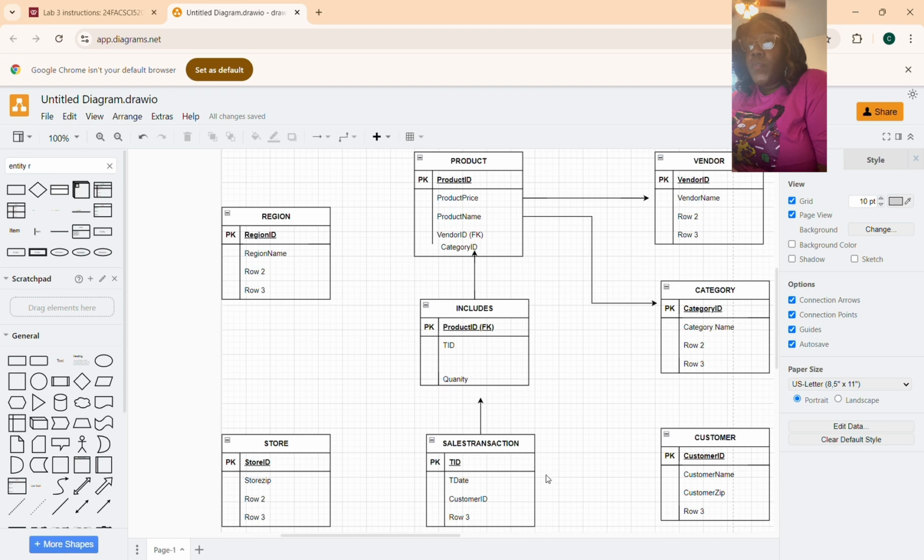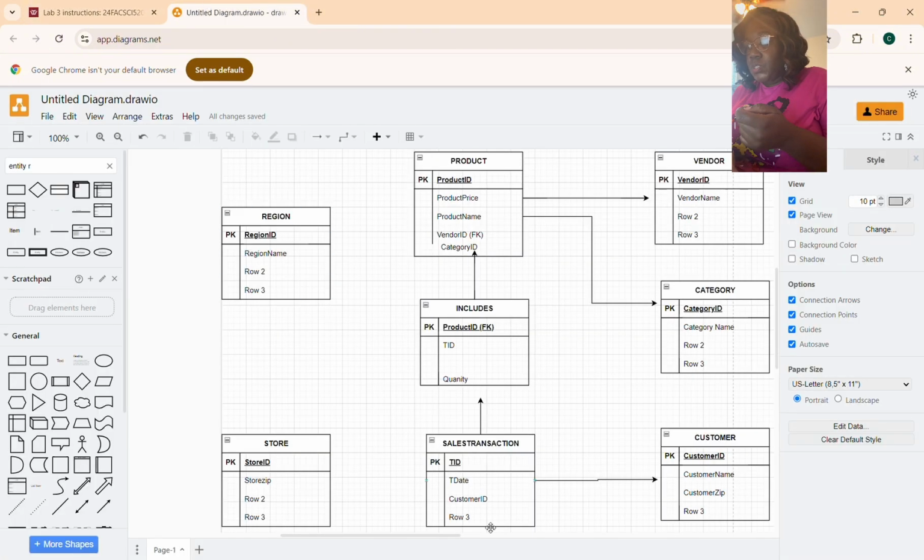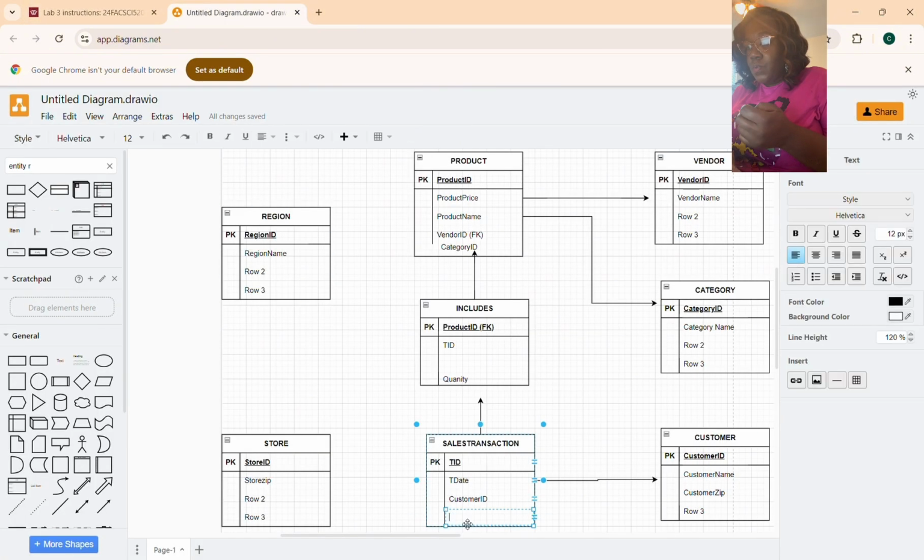And then we go over here and we have another one-to-many relationship from sales transactions to store. So what we're going to do, we're going to look once again. You have the sales transaction, which is closest to the many symbol. So what you are going to do is take the store ID and put it in there. And then you're going to put the FK for foreign, which we need to do also here.